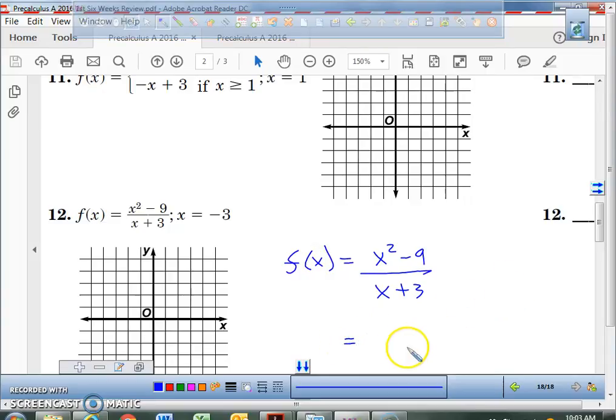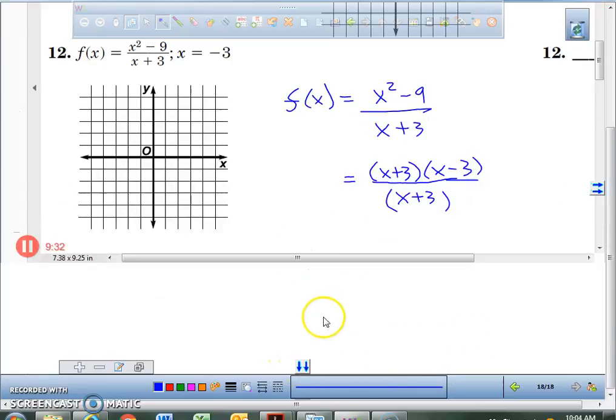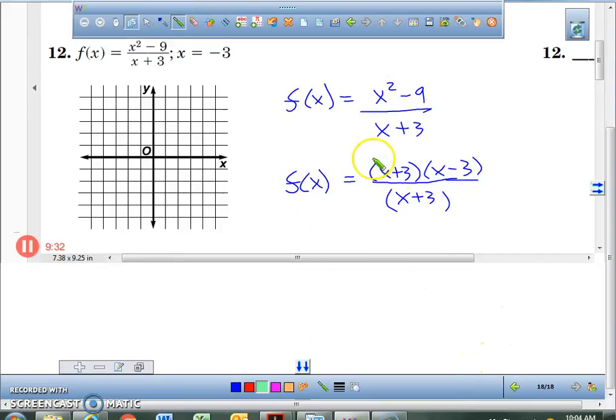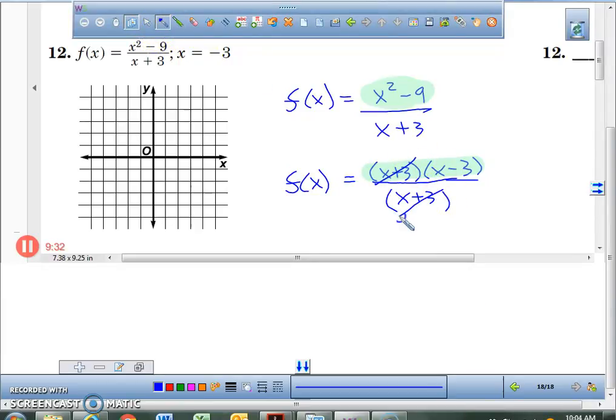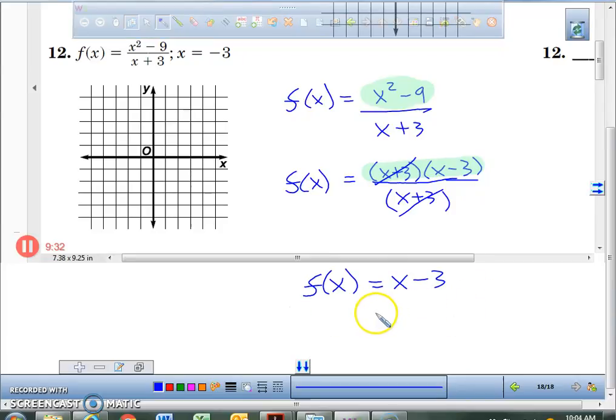Okay? Now, let me explain to you how to factor the numerator. The numerator is going to factor to an x plus 3 and an x minus 3. The denominator just stays x plus 3. So here's our new equation with everything factored. So once again, I'm going to highlight something. This right here factors to this. Now, something interesting happens here. Those x plus 3's cancel out, don't they? All right. So we're left with f of x equals x minus 3. That right there is just a line, right?